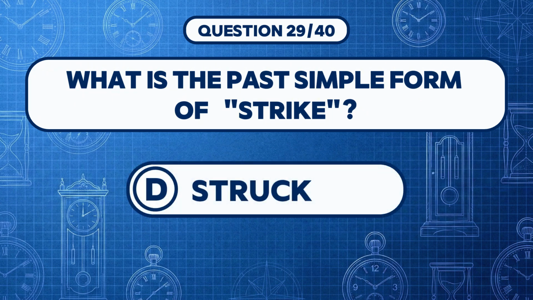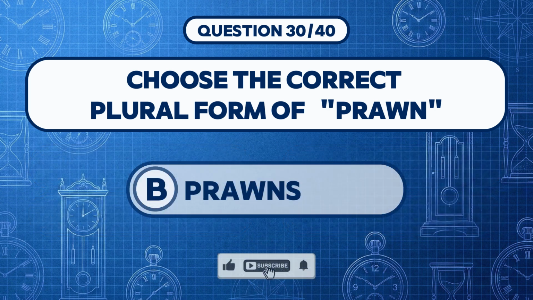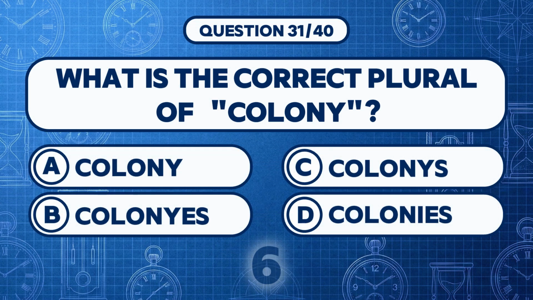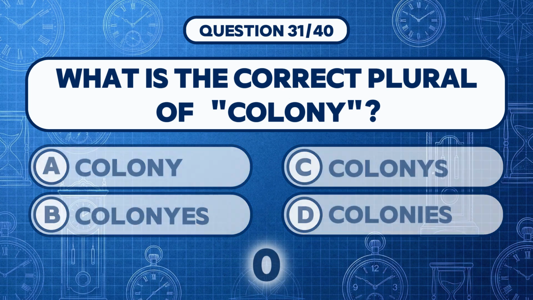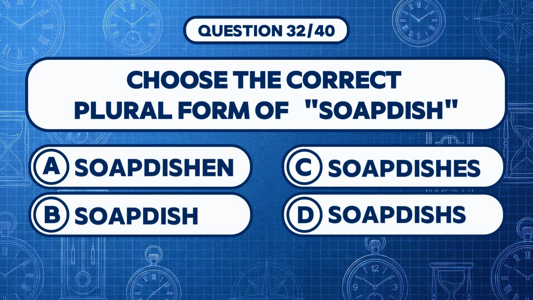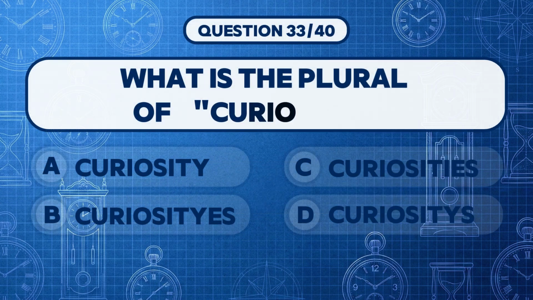Answer D. Struck. Choose the correct plural form of prawn. Answer B. Prawns. What is the correct plural of colony? Answer D. Colonies. Choose the correct plural form of soap dish. Answer C. Soap dishes. What is the plural of curiosity?